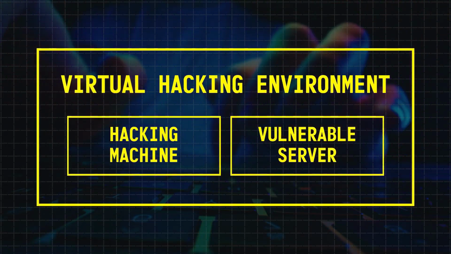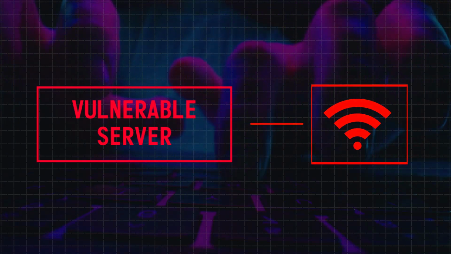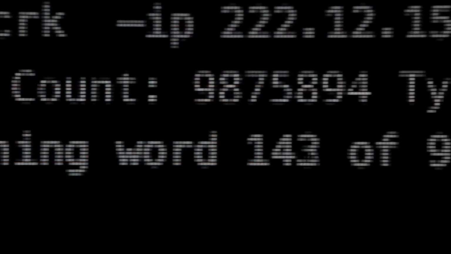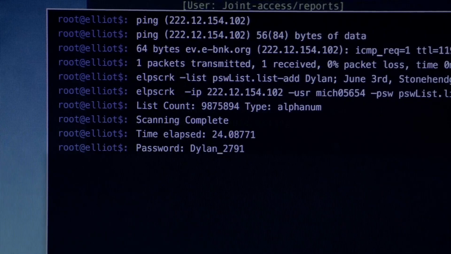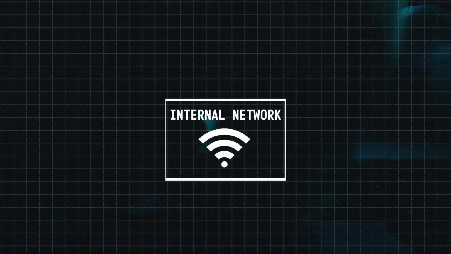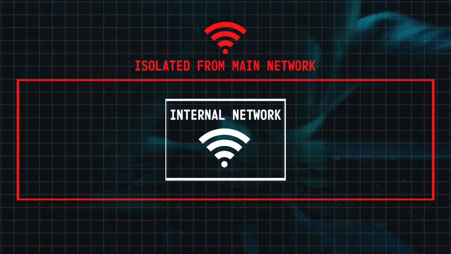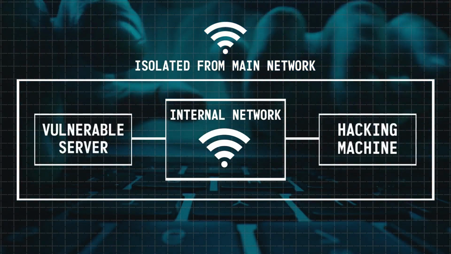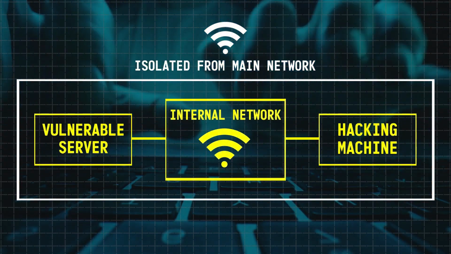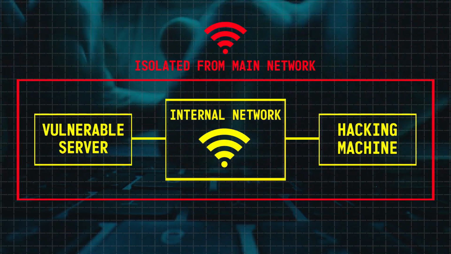However, there's a slight problem. You see, while our hacking environment is ready, it's still not very practical, as running a vulnerable server on our home network could potentially leave it open to several attacks, and a hacker can use these vulnerabilities to compromise our home network. That's why what we need to do now is create an internal network on our PC, which will be isolated from our home network, and then connect these two virtual machines to it, so that when we run them, they are connected to an isolated network rather than being connected to our home network.